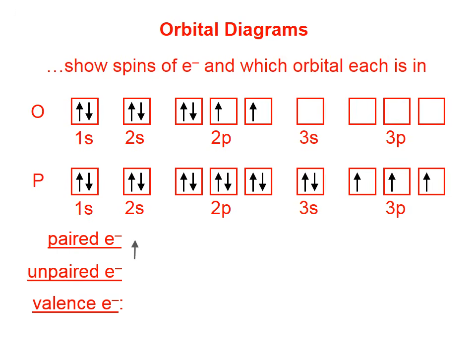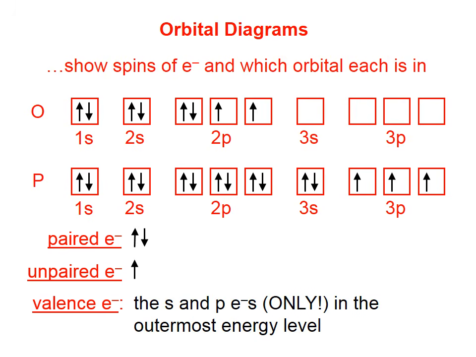So in an orbital diagram, paired electrons are shown one up and one down. Those are called paired electrons. Unpaired electrons could be shown spin down, but typically they're shown spin up. An unpaired electron is when you only have one electron in an orbital. Valence electrons, and this is a definition, are the s and p electrons only in the outermost energy level. Valence electrons can only be s and p electrons. D electrons are never considered valence electrons, neither are f electrons.